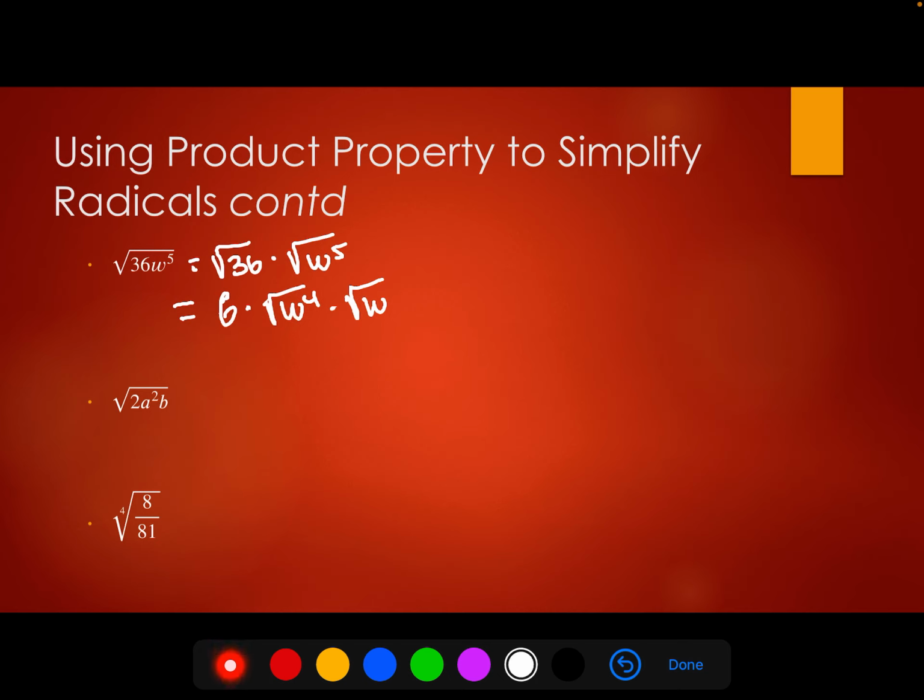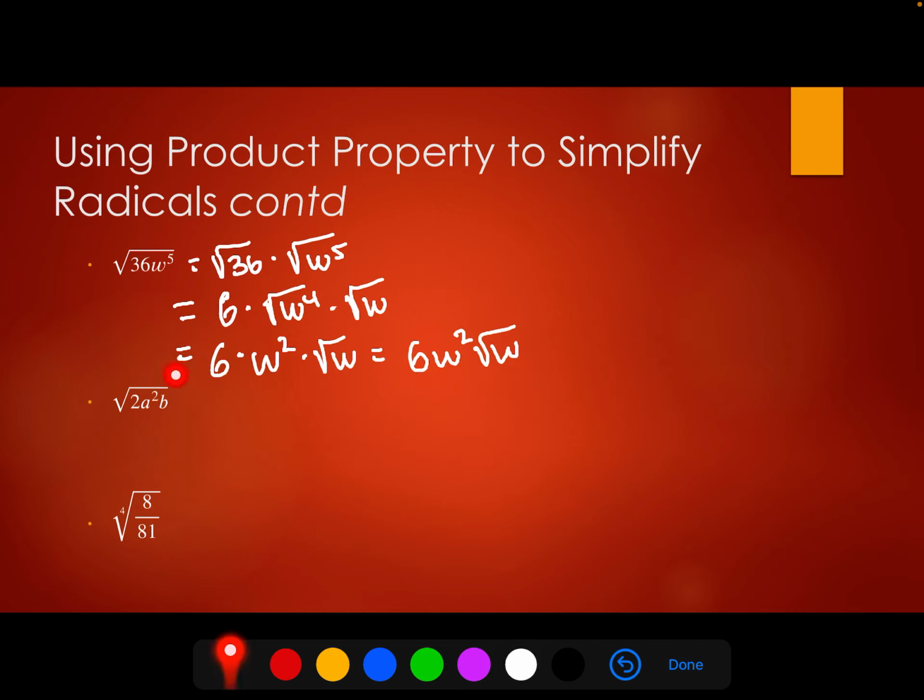Now if we keep simplifying, we have 6. If we take the square root of w to the 4th, well, that's just w squared. And now there's nothing else we can do with this square root of w, so we have to leave it like that. So this is times the square root of w. And now we can just rewrite this in its proper notation. So this would be 6w squared times the square root of w.